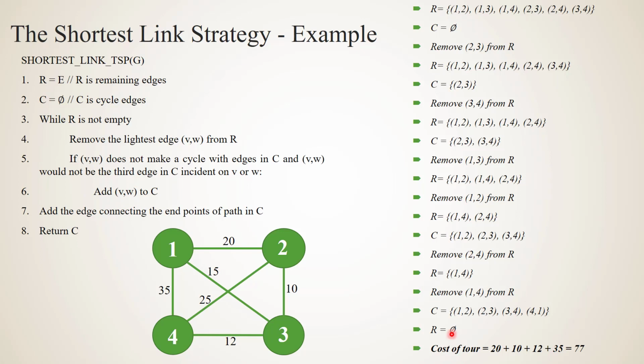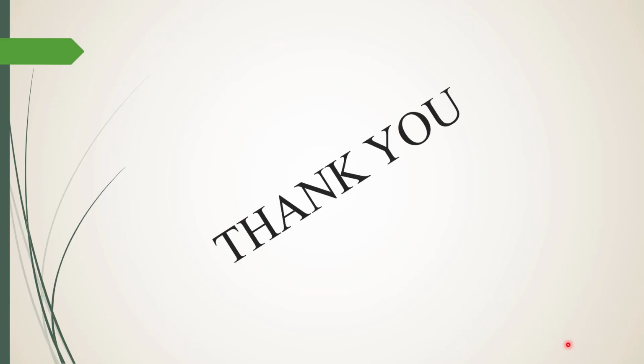Now R is empty, so this while loop will not execute anymore. The cost of the tour is 20 plus 10 plus 12 plus 35, which is equal to 77. In the earlier case, we got the output as 85. Here we got the output as 77. The actual optimal solution is 72. Here we got a much nearer value. I hope you understood approximation algorithms for the traveling salesman problem. Thank you.